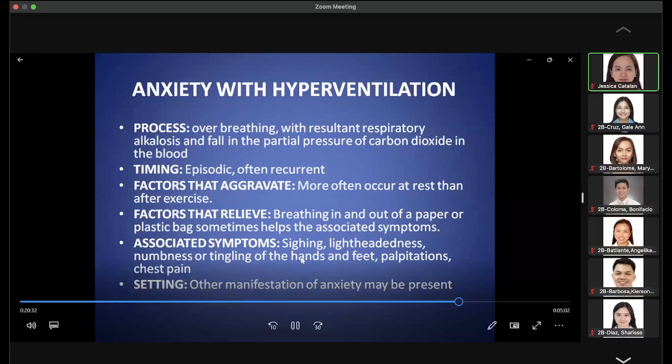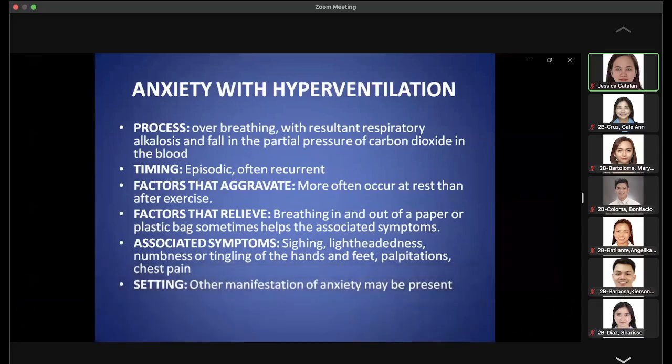And the anxiety may be relieved by breathing in and out of a paper or plastic bag, which can help. So associated symptoms are sighing, lightheadedness, numbness or tingling of the hands and feet, palpitations, and chest pain. So other manifestations of anxiety may be present.